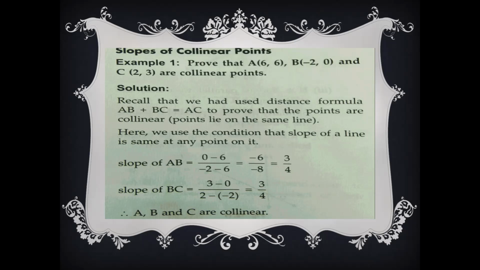Because point B is common, when the line AB and another line BC are extending and both have the same slope, they lie on the same line. So for the slope of AB, we can use the formula y2 minus y1 upon x2 minus x1. Substituting those ordinate values, we easily get the answer 3 by 4. For BC also, substituting the same way, 3 minus 0 upon 2 minus of minus 2, we got 3 by 4. So ABC are collinear points.